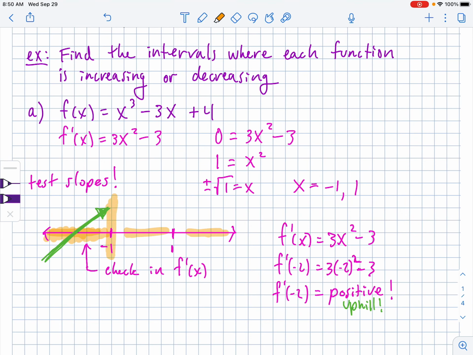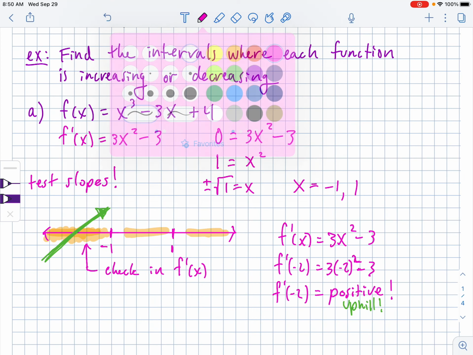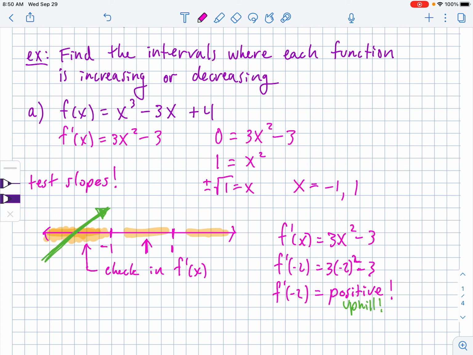Now, this spot right here, negative 1, is usually where it flips from either uphill to downhill or downhill to uphill. But I will check a number just in case. So here, I'm going to pick a 0. So f prime of 0, plugging it into the derivative. Remember that the derivative, the slope machine, is right here. So you get 3 times 0 squared minus 3. So that's 0 minus 3, which is negative. Once again, I don't care that it's negative 3. I just care that it's negative. So that means downhill.